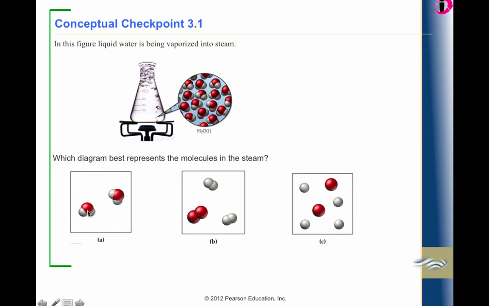In A, you see the red is the oxygen and the white atoms are the hydrogen. And here we're saying that you still have H2O in the steam. In the B, we see two oxygen atoms joined together, which would be O2 gas and H2 gas. And in C, all of the atoms are separated. Which one do you think is correct for steam?